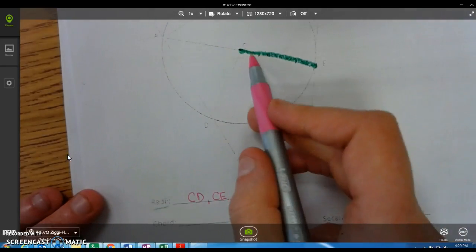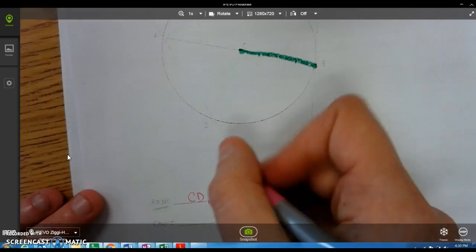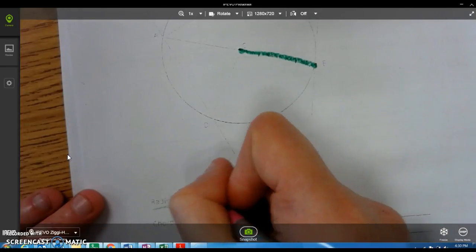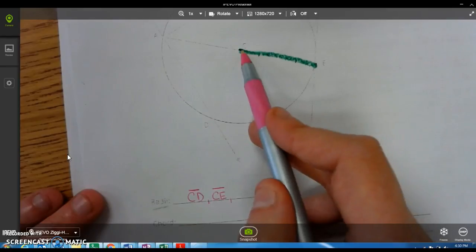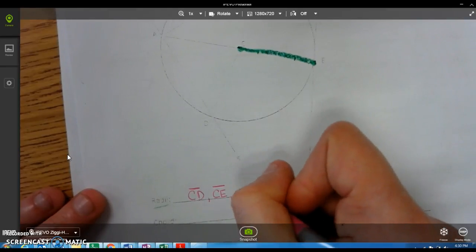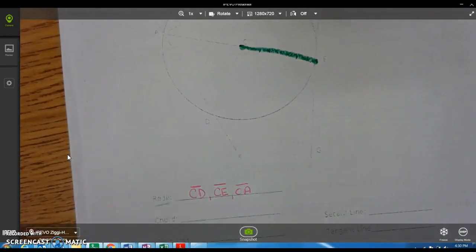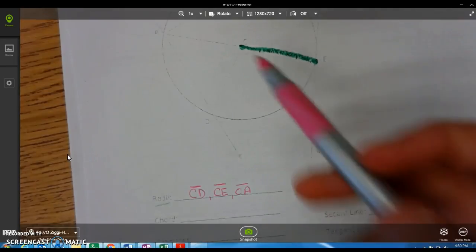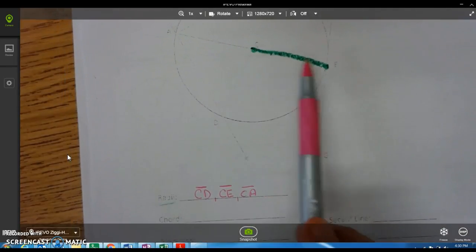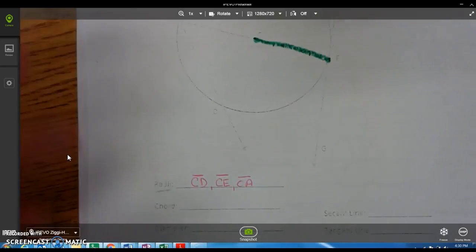And this is a line segment because it ends here and here. So we put a line segment on top of it. There's a third one, CA. A radius has to have one of its letters be the center of the circle because it goes from the center to a point on the circle.